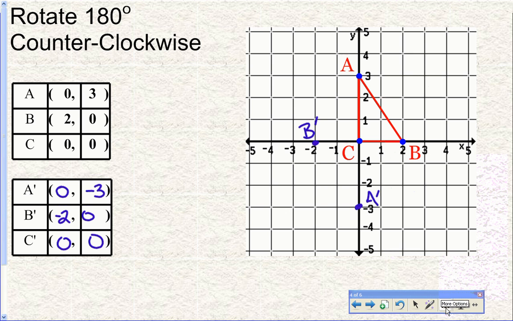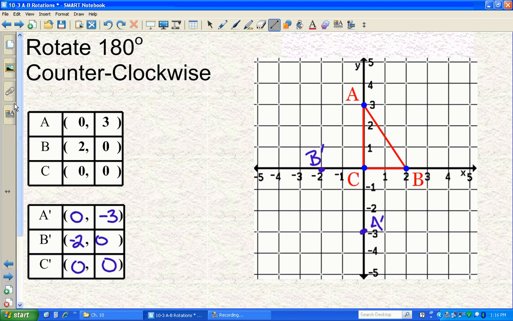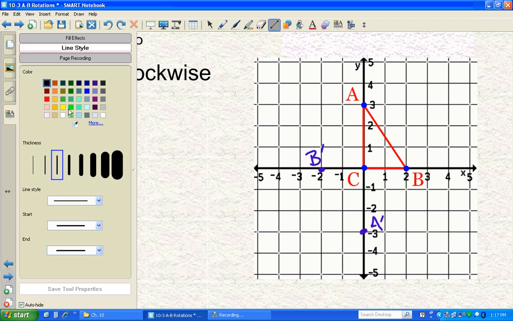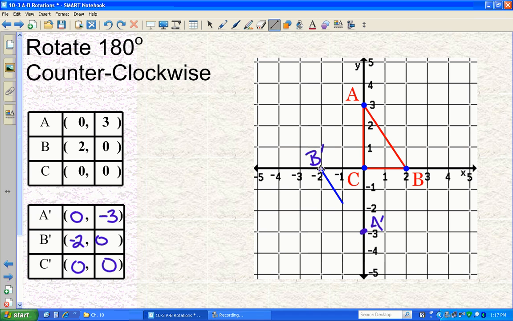Let me change the color of the line. Change it to blue. And I'm going to reconnect the dots. And so now I have the rotation of triangle ABC 180 degrees counterclockwise. So we took ABC and we rotated it this way 180 degrees.